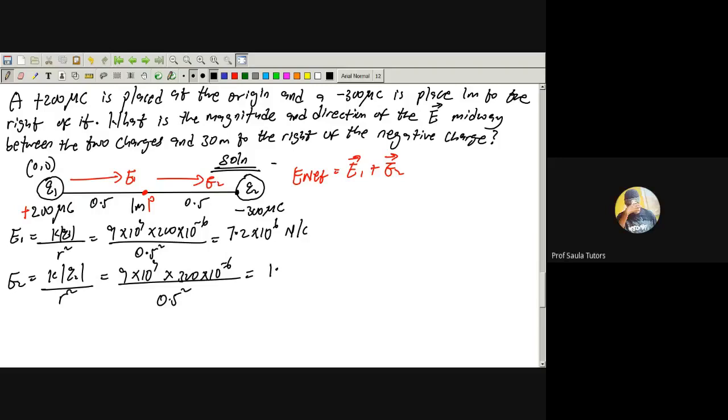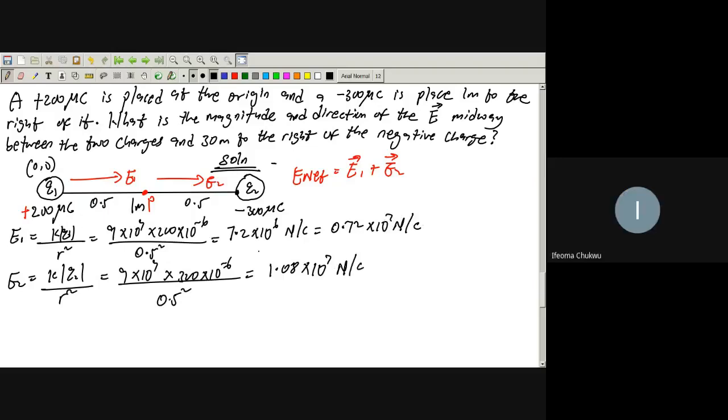1.08 times 10 raised to power 7. Okay, this one is 10 to the power 6, right? Yes. You can write this as 0.72 times 10 to the power 7 Newton per coulomb. It's the same thing. Newton per coulomb.